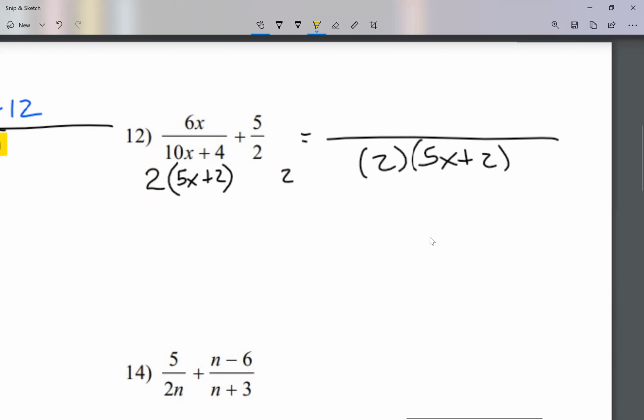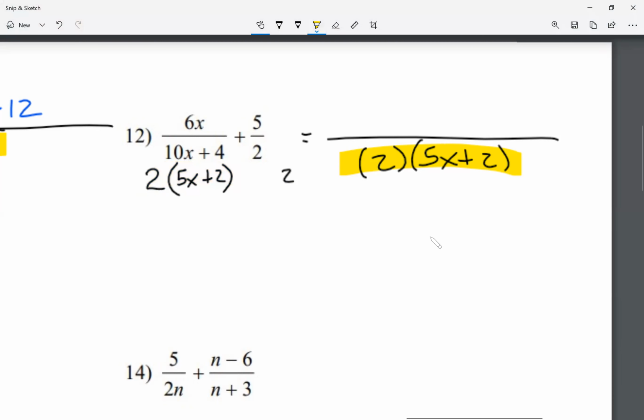Let me highlight my common denominator. It's 2 factors, 2 times 5x plus 2. I look at my first fraction, I'm just looking at the denominator. And then I ask myself, what does the common denominator have that my first fraction does not have? Just looking at the denominators again, and I'm like, well, they look identical. So there's nothing that I'm missing. So don't do anything to the first fraction.